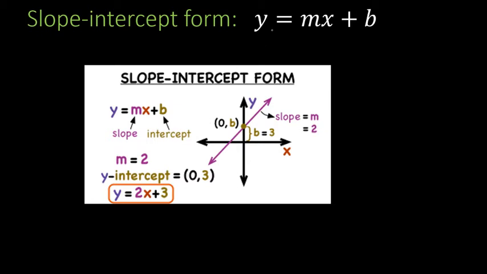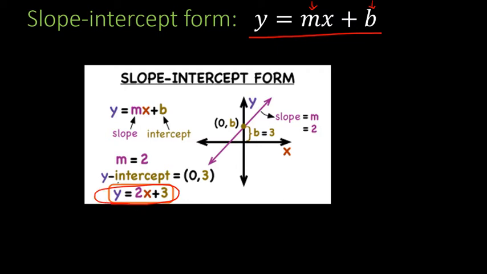So remember that slope-intercept form looks like this: y equals mx plus b, where m tells us the slope of the equation and b tells us the y value of the y-intercept. I just wanted to take a moment to explain part of why this is such an important format for writing equations. So if you look at the example in this picture, we have y equals 2x plus 3.